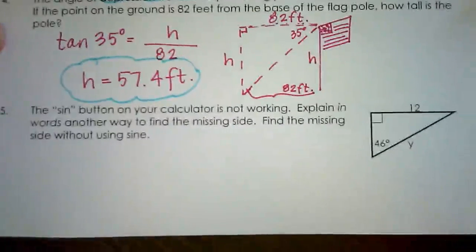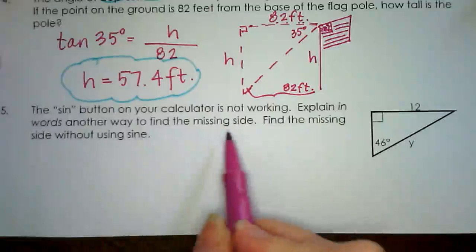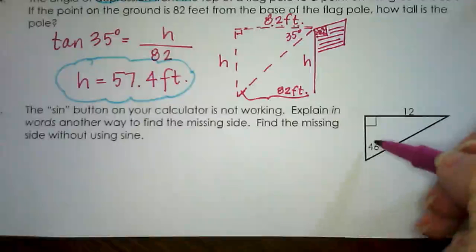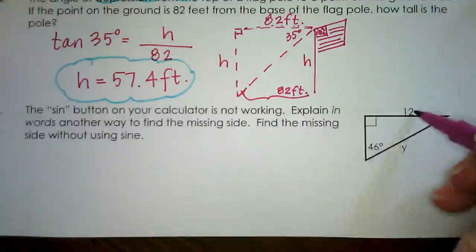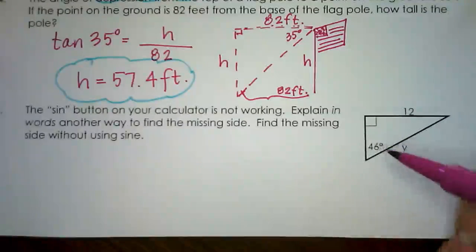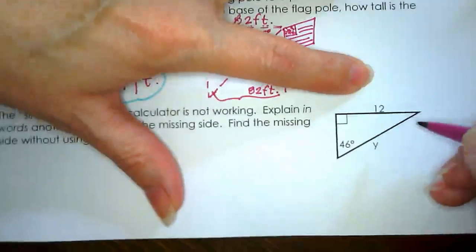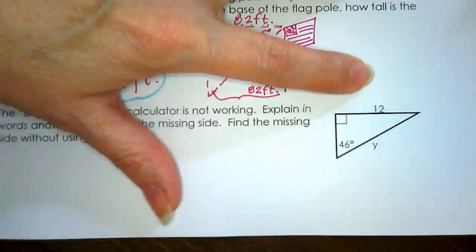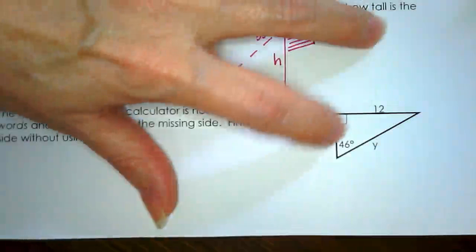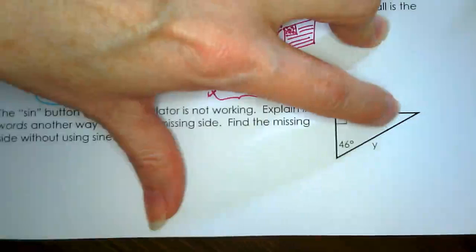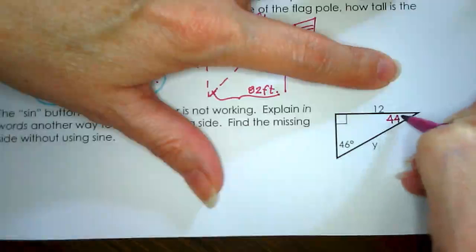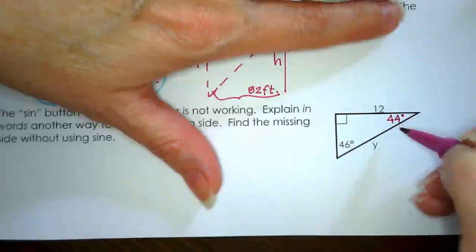All right, next up. Okay, the sine button on your calculator is not working. So explain another way to find the missing side, and then find the missing side without using sine. Okay, so if I could use this, I would do the sine of 46 degrees is 12 over y. The problem is I can't use sine. So what I can do, however, is if this angle right here is 46 degrees, if I subtract 46 degrees from 90 degrees, that will tell me what this angle is over here. So just some simple math, 90 minus 46, so I know that this angle is 44 degrees.